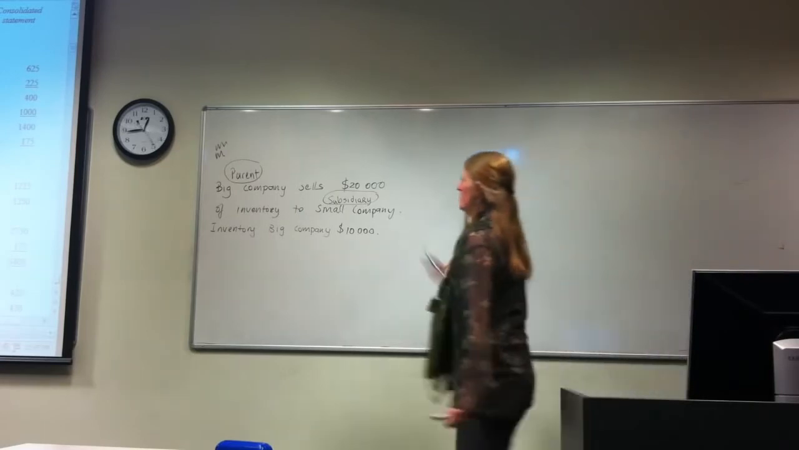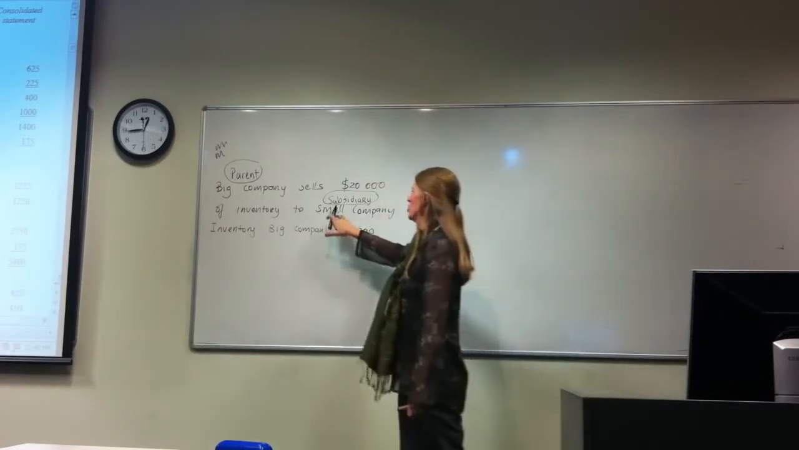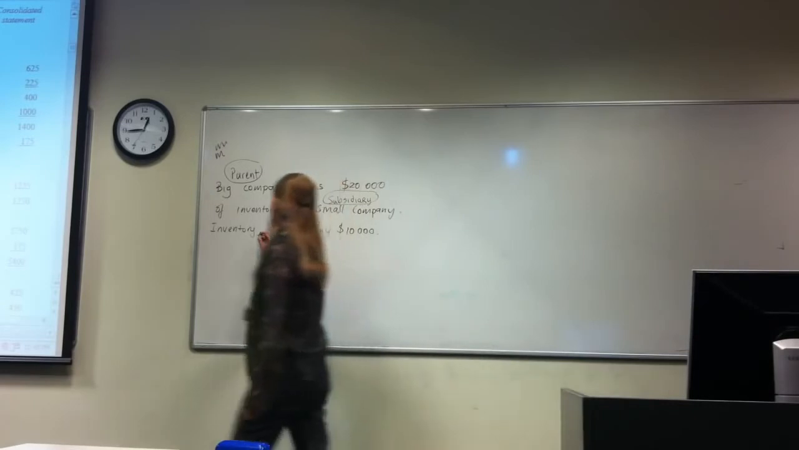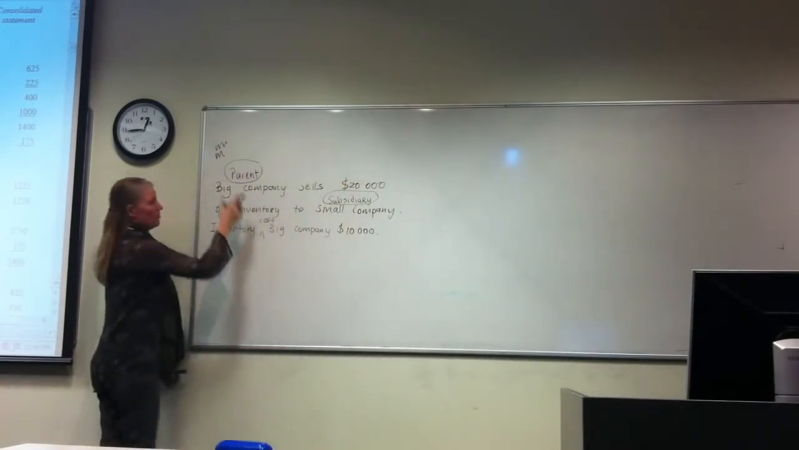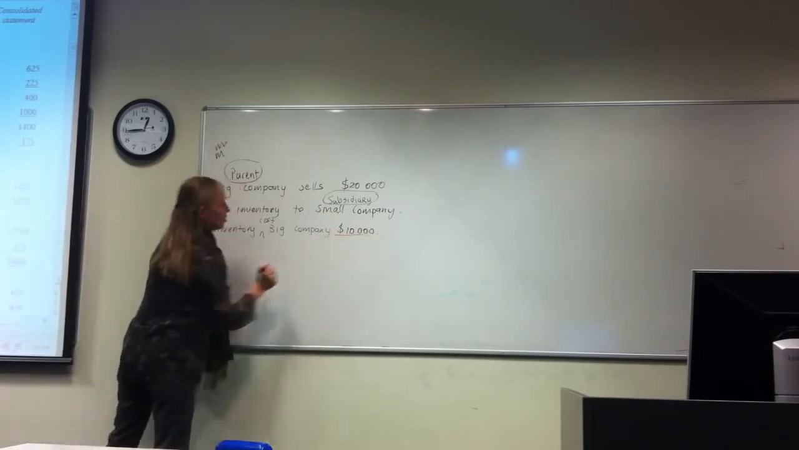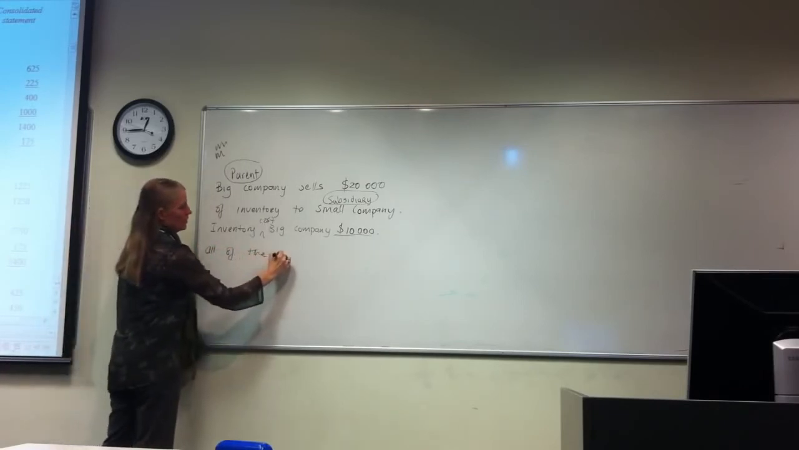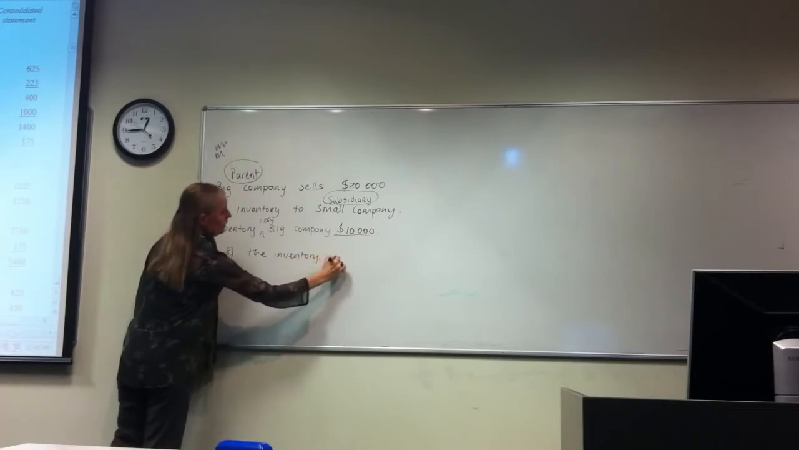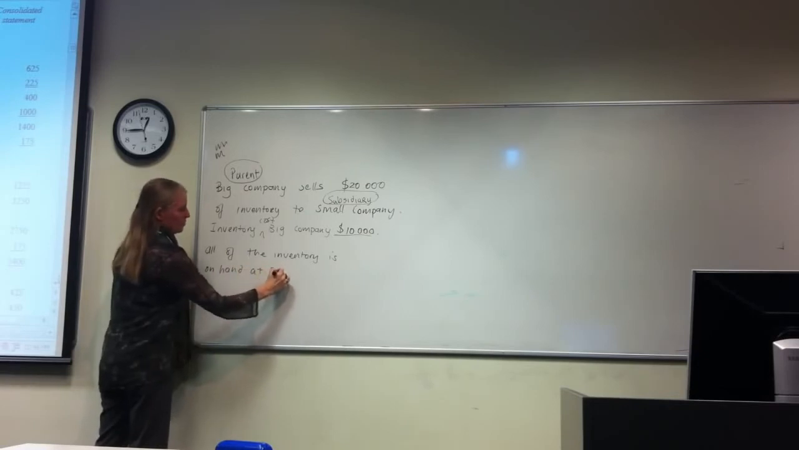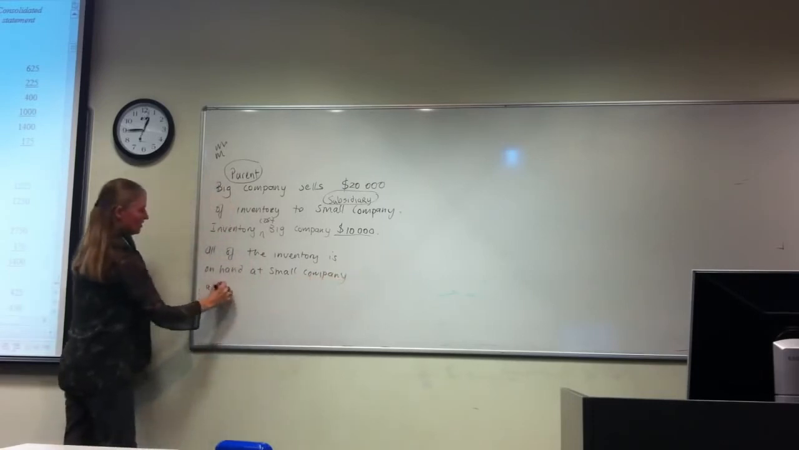Okay, so in this case, we've got the parent company selling $20,000 worth of stock to the subsidiary. The inventory cost big company, so when big company originally purchased the stock, it cost big company $10,000. And let's say that all of the inventory is on hand at small company at year end.